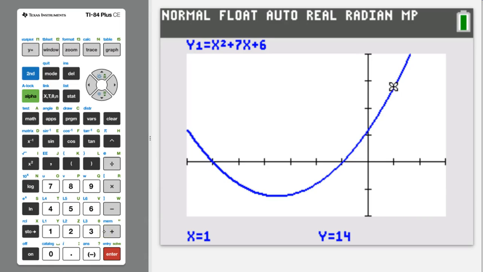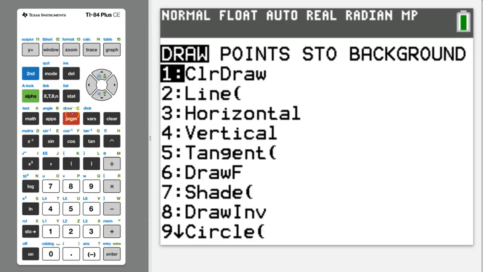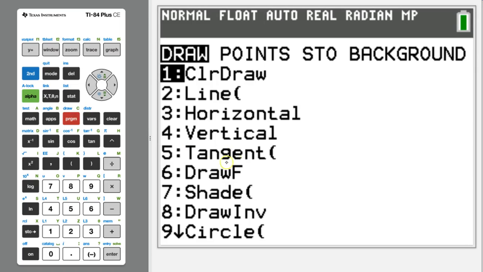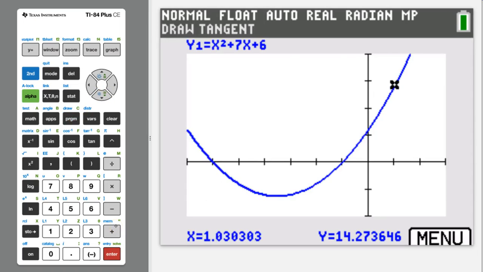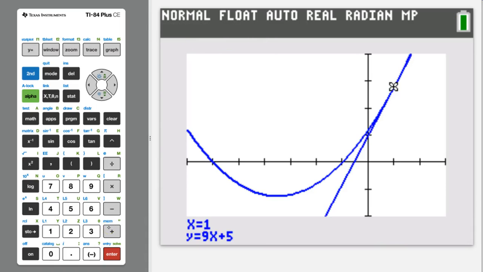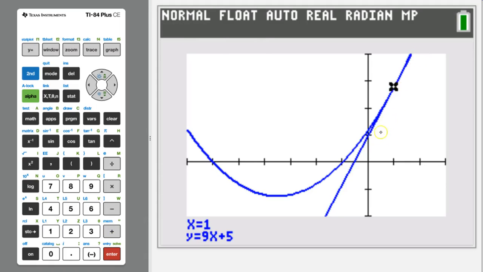Okay, here's something fun we can do. We can go to Draw, which is second program. Inside Draw, number 5 is tangent, so we can go down and select number 5. And then we type in the number where we want the tangent line to be drawn, so I'm going to press 1, enter, and you can see a tangent line was drawn. And you can see the equation of the tangent line at the bottom of the screen. Y equals 9x plus 5. That's exactly what we found doing it by hand. So this is a great way to verify your work.